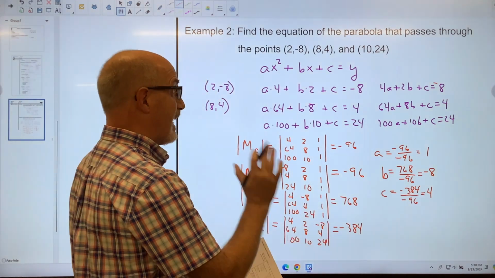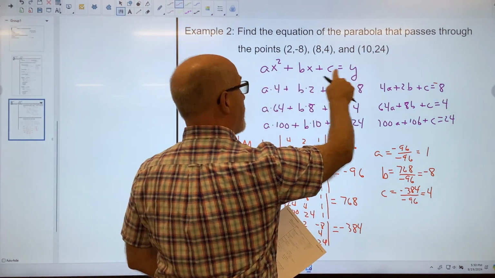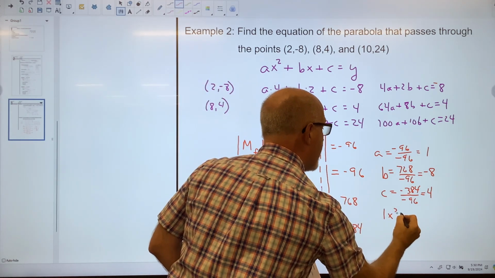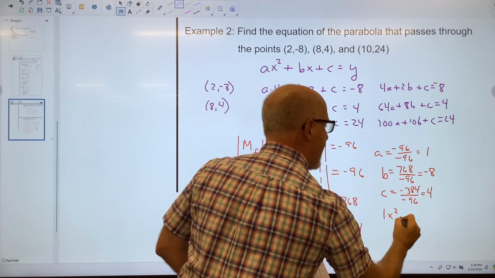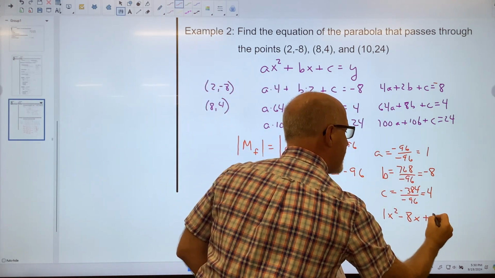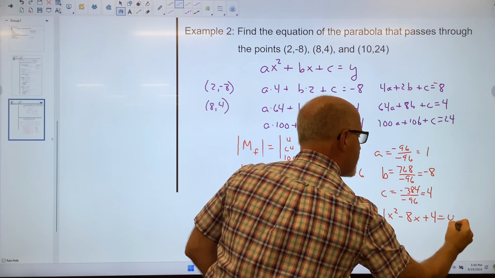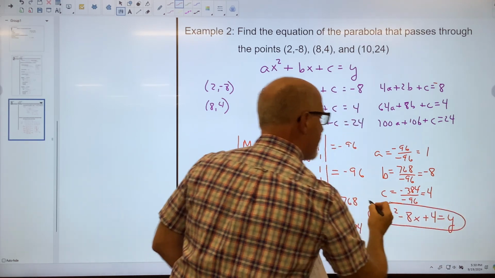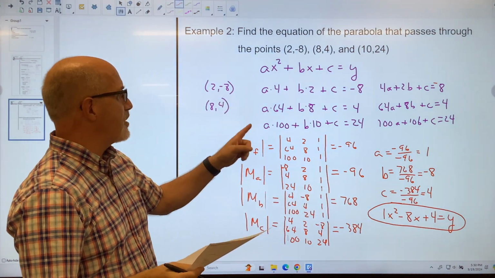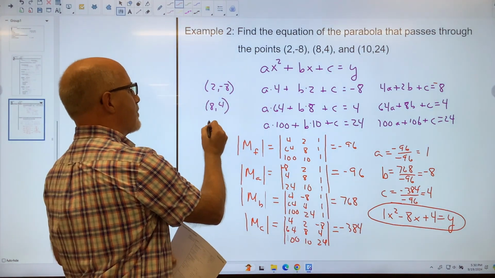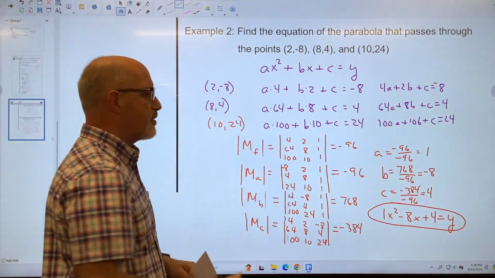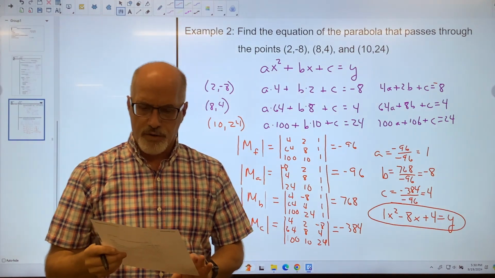So what I've got is my A, B, and C in this form. So I can just substitute those in now. I'm going to have 1x squared plus or minus 8x for my B, and then plus 4, my C, equals y. There's my quadratic from using this information. And you can go ahead and check those if you want to. Check the ordered pairs for this. This one was the 1024 that went to this one. So check these 3 ordered pairs if you'd like to, and you'll see that those all fit.